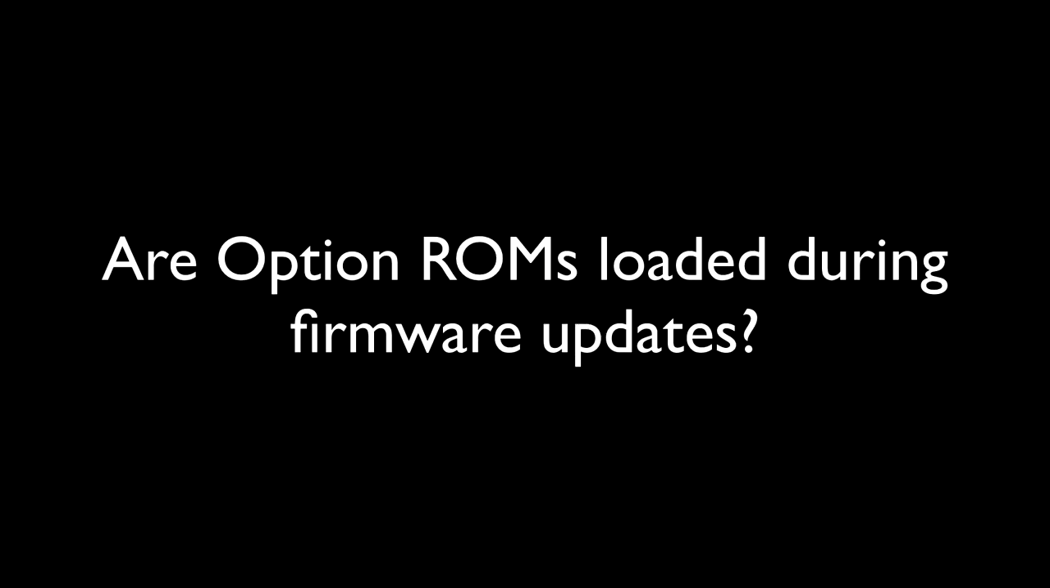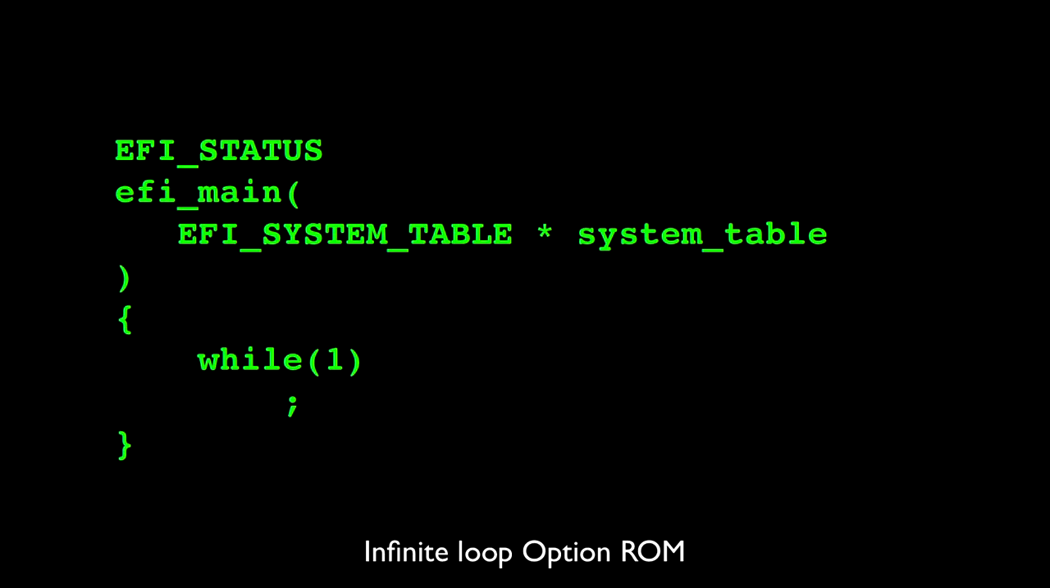And the way that I wanted to figure that out, I could go through and do a bunch of reverse engineering and walking through code and stuff, but that's too much work. So I could go back to the infinite loop trick, and I built an option ROM that just does an infinite loop. The EFI firmware is single-threaded, so this will basically lock up the machine.